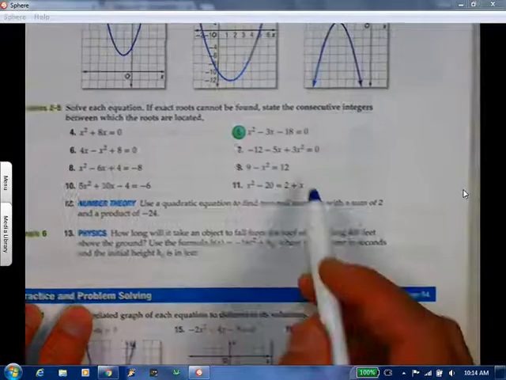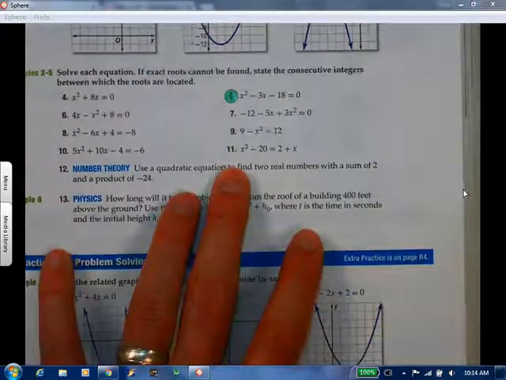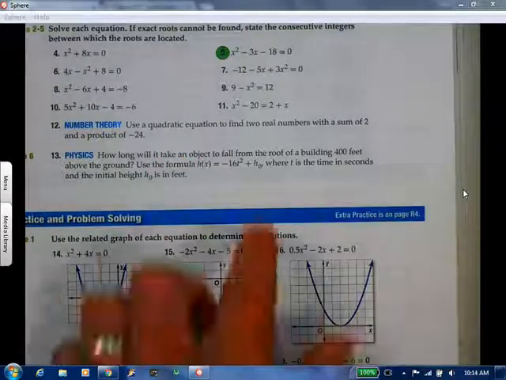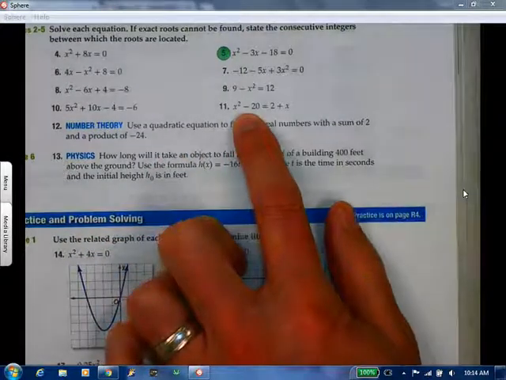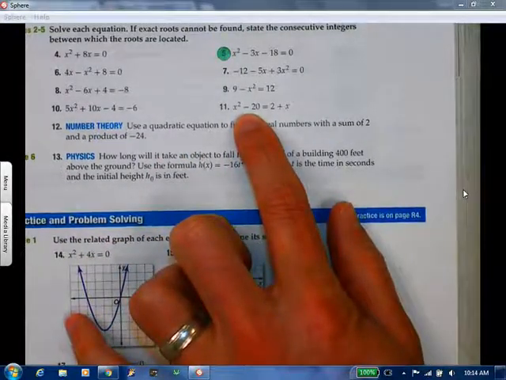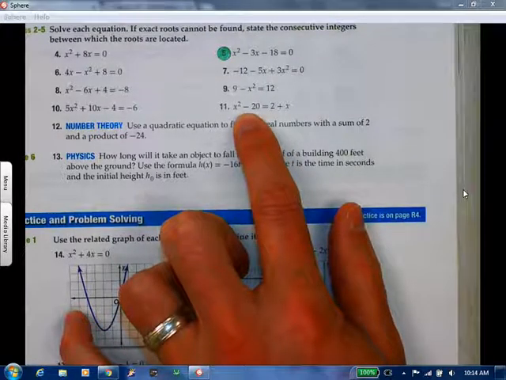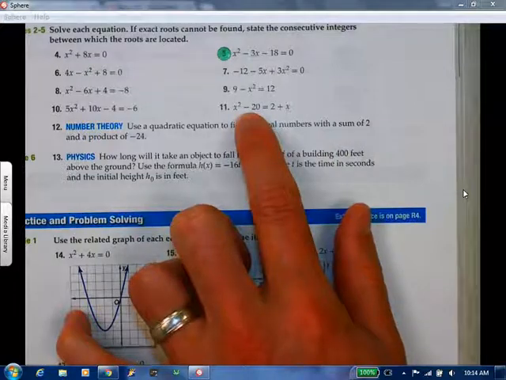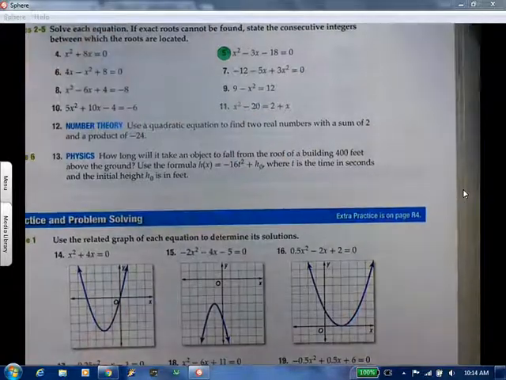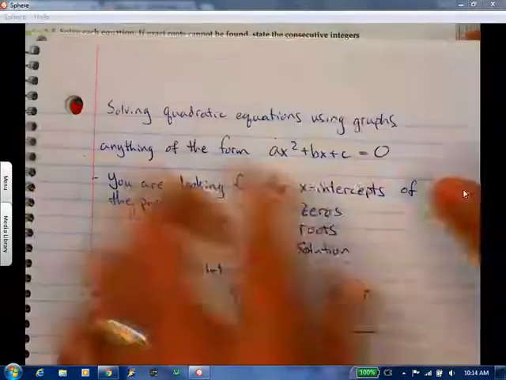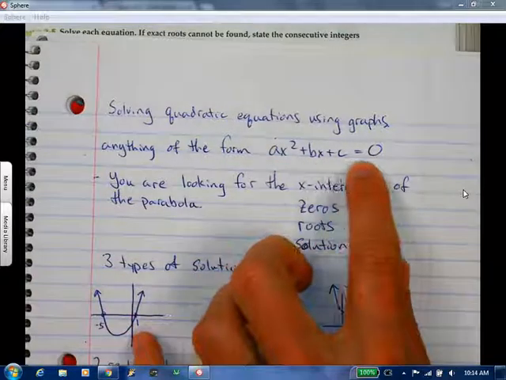Okay, something like number 11. What would you do in that case? Okay. Keep in mind, we want anything of the form ax squared plus bx plus c equals 0.